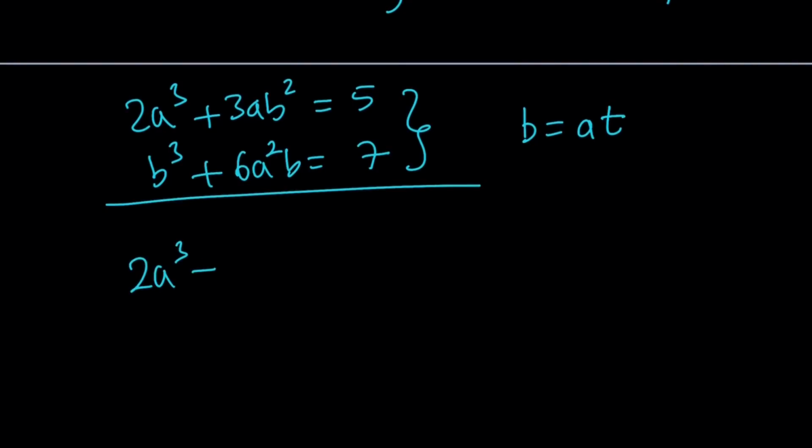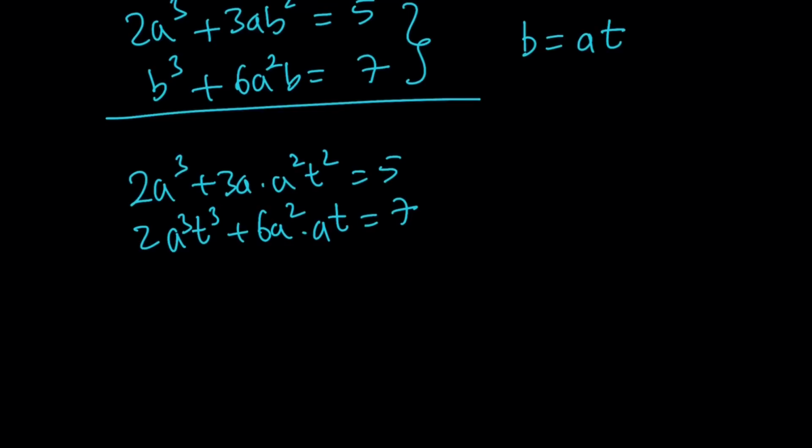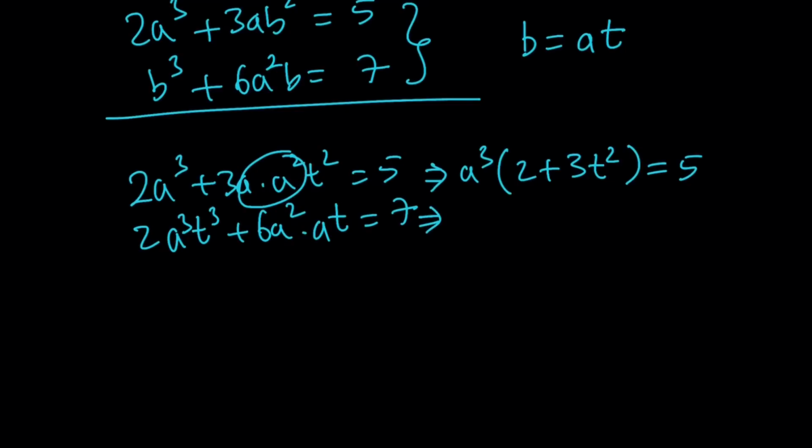So 2a cubed plus 3a times a squared t squared equals 5. And then the second equation is going to give us a cubed t cubed plus 6a squared multiplied by at equals 7. Let's simplify both of these equations, and then we're going to do something about it. So first one can be factored. Actually, this is a cubed, by the way. So if you take out a cubed, you get 2 plus 3t squared multiplied by a cubed equals 5. And then from the second equation, if you factor out a cubed, you get t cubed plus, this is at by now, not a to the t. When we take out that, we're going to get 6t from the right hand side. Make sense?